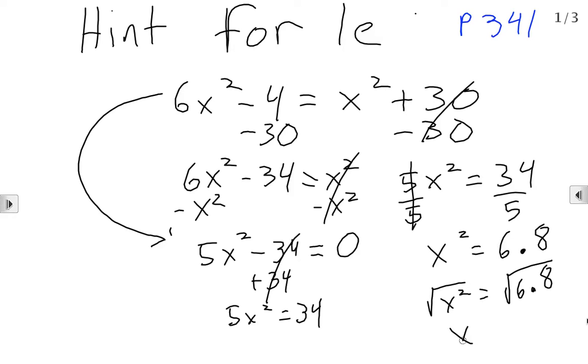And what we get is x equals, and then I actually forgot this, it's positive and negative. There's two answers. One of them is positive square root 6.8, so work out square root 6.8, make it positive. The other one's negative. So there's two solutions.